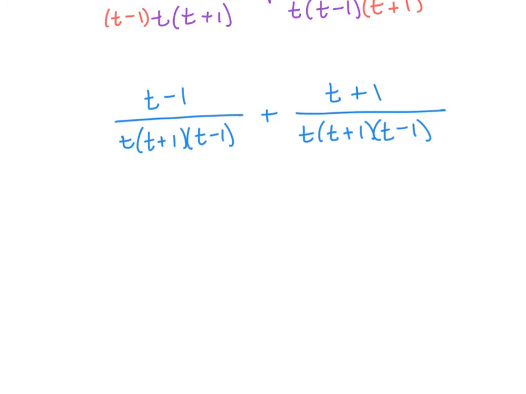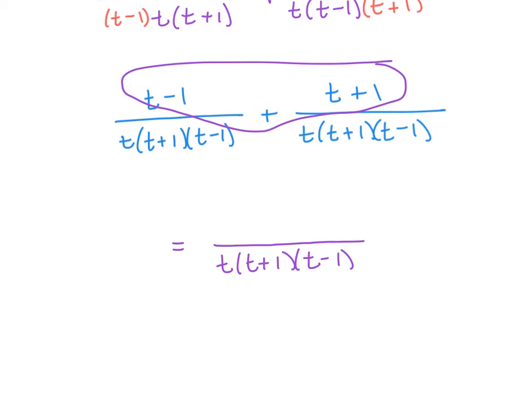Alright, so now when we add our fractions together, we have a common denominator, so I already know that that's going to be a t plus 1, t minus 1. And then we're going to add these numerators right here. It's easier with addition because you don't have to distribute a negative, but I'm just going to rewrite it anyway: t minus 1 plus a t and plus a 1.